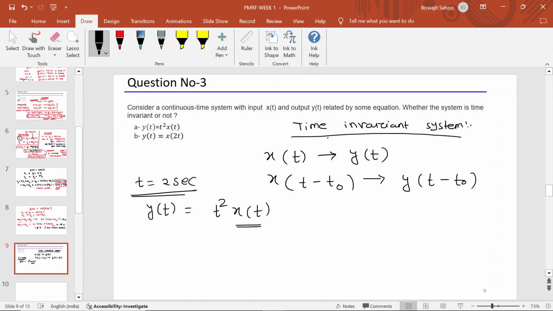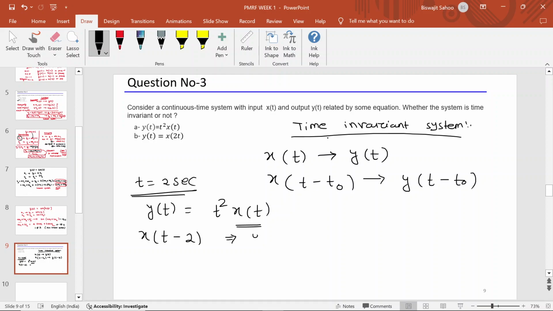So what you do here is x of t minus 2. I'm delaying the system. Delay or advance, same thing. If you are delaying your input, your output is also delayed. If you want to advance your input, your output is also advanced. So like that you understand. So x of t minus 2. What is your output you will give? You're delaying your input x of t minus 2. So what is your output now?